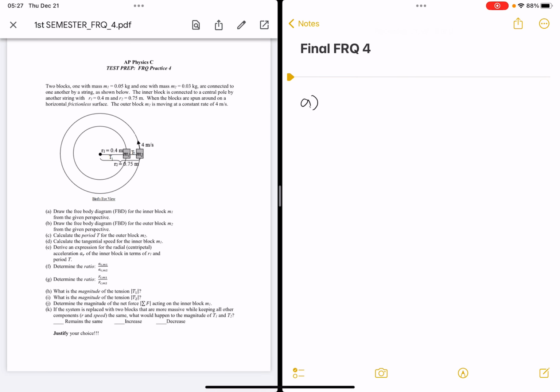Okay, so this is F for Q4. First, we're going to draw a free body diagram for M1. So first we have Fn, M1, and then we have F of G, M1, and we have a tension 1, and then a smaller tension 2.